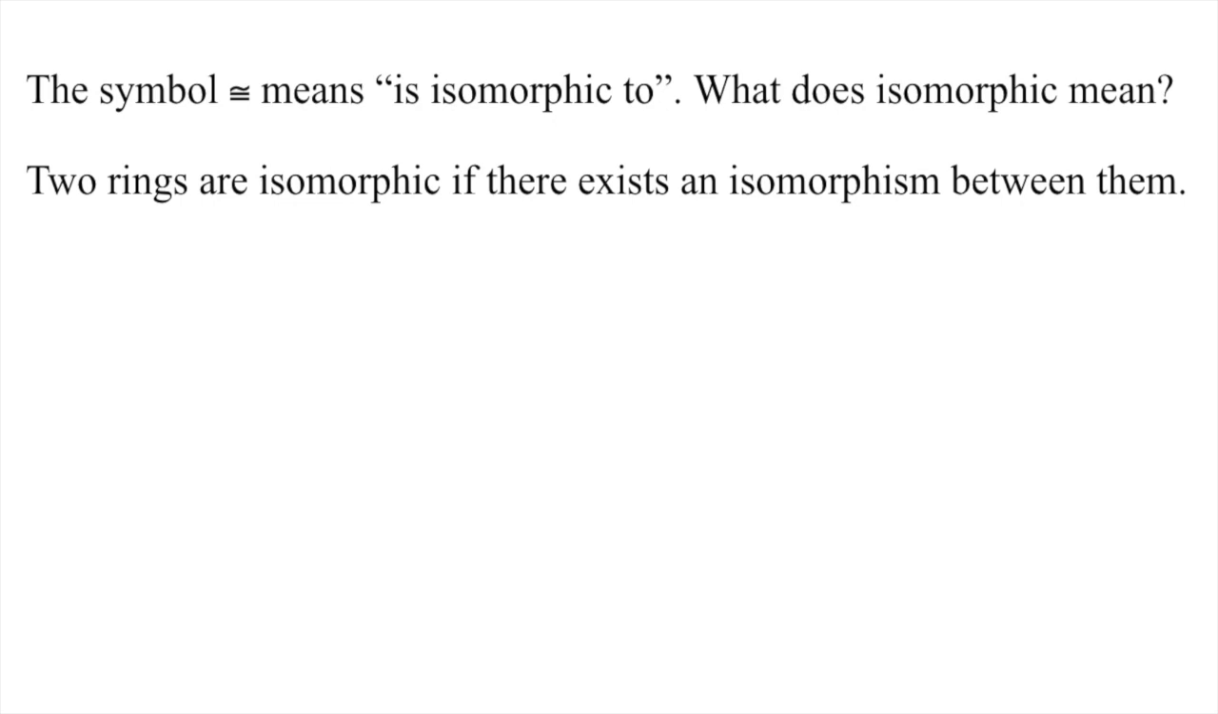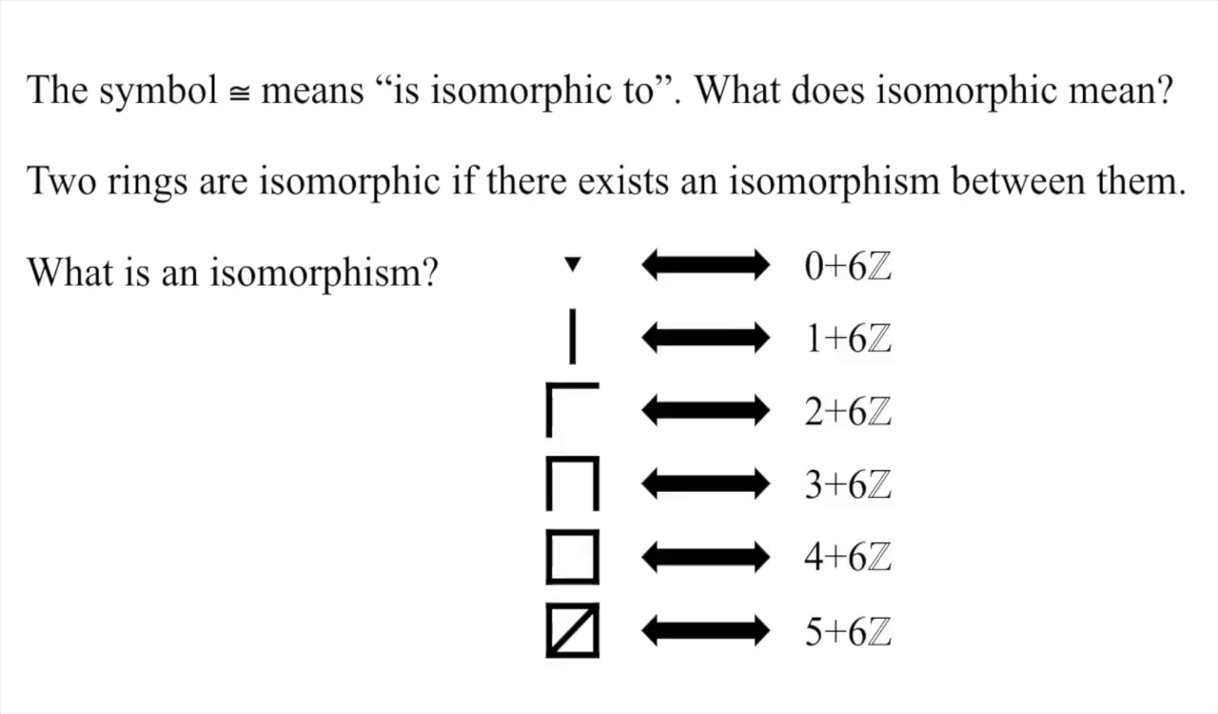So now we need to know, what is an isomorphism? An isomorphism is a mapping which matches every element of one ring to every element of another. For example, what you see here is an isomorphism between Minihoneycomb on the left and Z mod 6Z on the right. Now, not just any mapping will do. What's important is that this mapping leave the addition and multiplication tables unchanged.